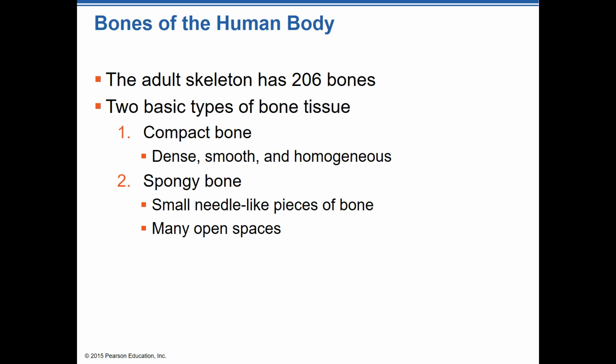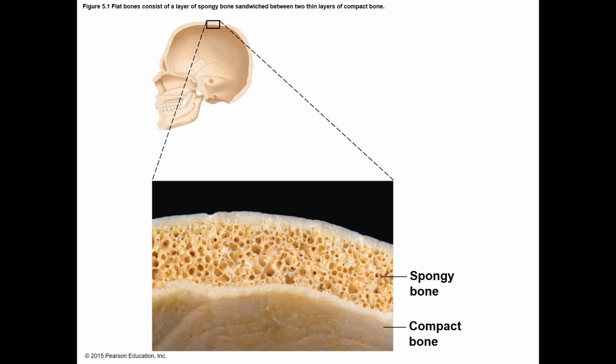The other type is spongy bone. It kind of has these needle-like pieces of bone, and it has many openings, and it's a little bit more like a spider web of sorts than compact bone. So it has a very distinctly different look than the compact bone does. So when we take a closer look at those, we can see that spongy bone. It's that porous looking bone. That's the spongy bone, and it serves a very important purpose.